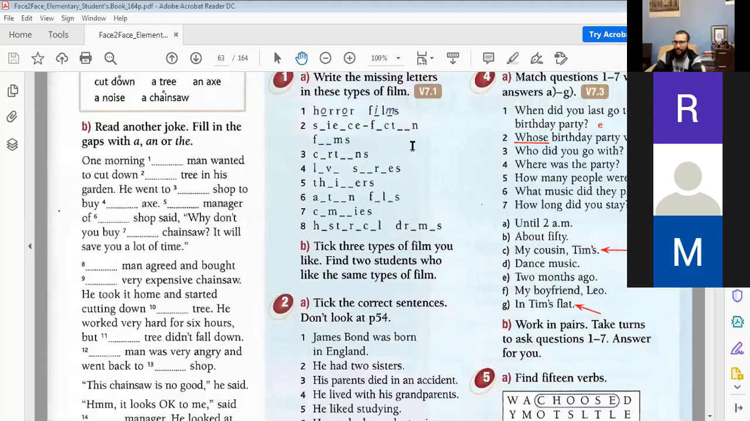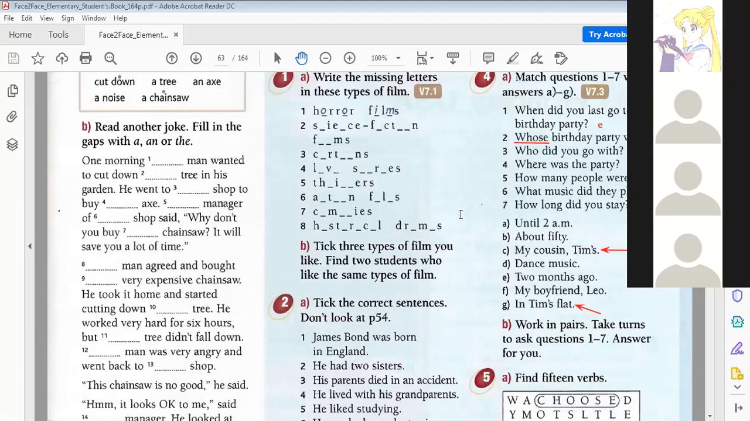Where was the party? In Tim's flat. Okay, yeah, so this is the place. The party was at Tim's place or in Tim's flat. Correct. Okay, Besma, what about number 5?